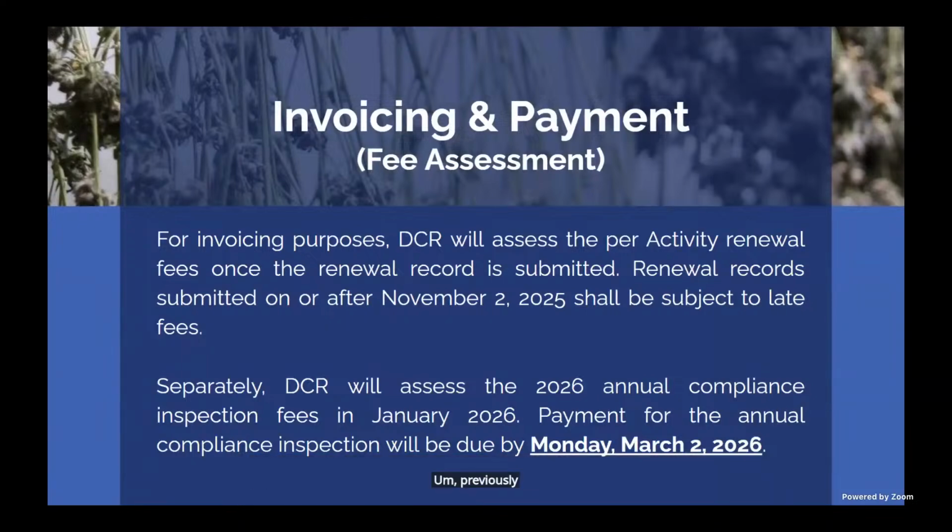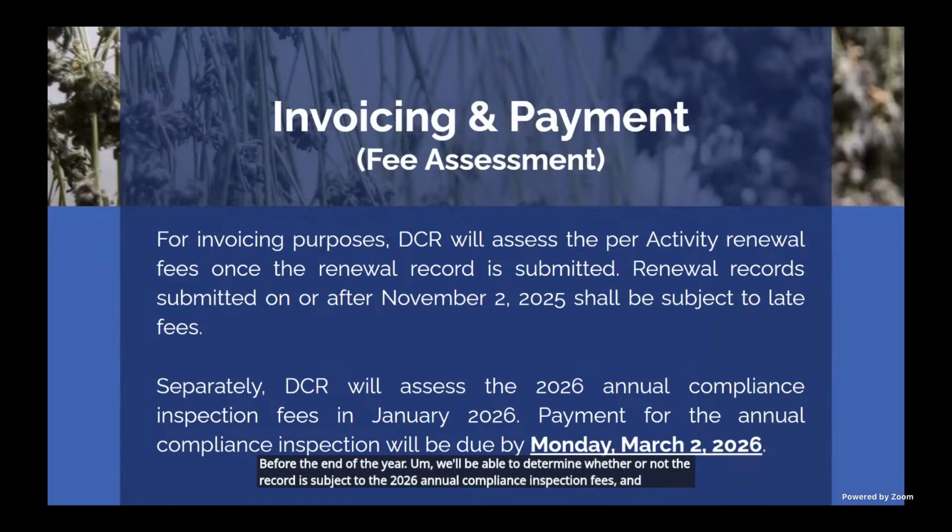Previously, DCR assessed all of the fees during the normal renewal process. We know businesses have said that the increased fees plus the state of the market is putting strains on cash flow. So DCR worked with the mayor's office, and the mayor's office gave us authorization to break up these fees. So we'll first do the activity renewal fees, and then for businesses that timely submit before the end of the year, we'll be able to determine whether or not the record is subject to the 2026 annual compliance inspection fees. And if it is, we'll begin assessing those fees in January of 2026.